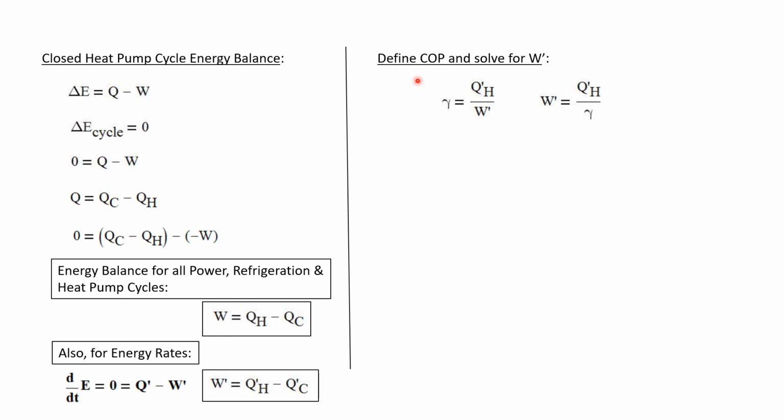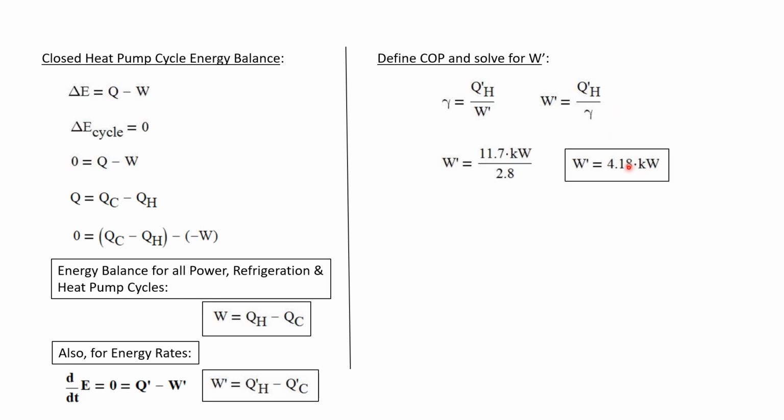Now we have to define the coefficient of performance, and we have to solve for the power input to this heat pump system. Now the COP is always what we want divided by what it costs us to get it. Well, what we want is to heat the indoor space, and that's Q̇H. And what it costs us to get it is the power input to the heat pump. So we want to solve for the power input because that is our unknown in this problem. So that is simply Q̇H divided by gamma.